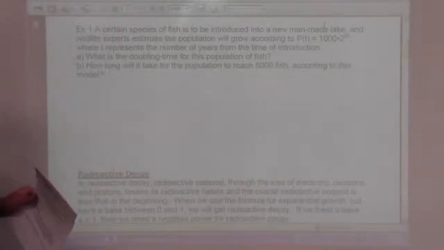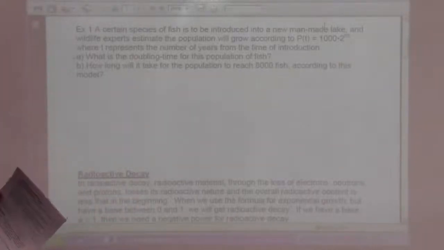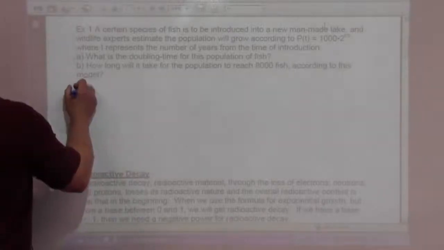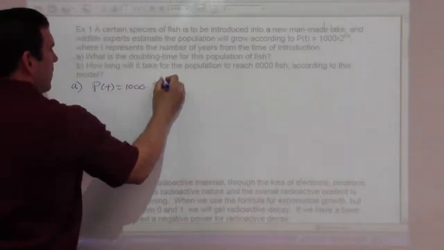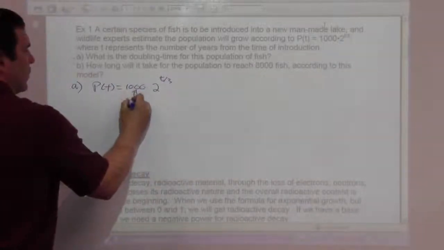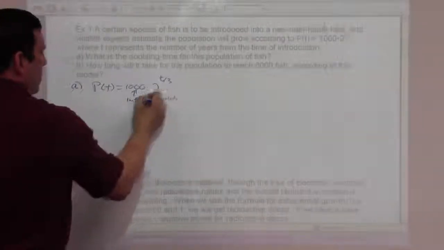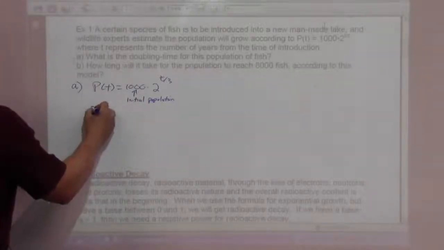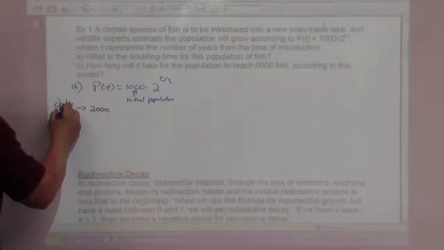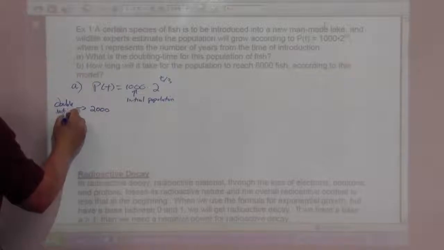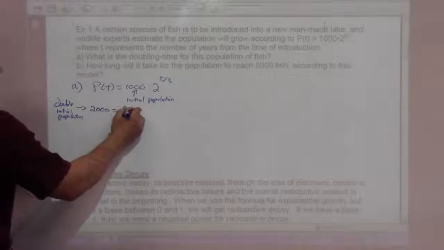So what is the doubling time for this population of fish? How long will it take for the population to reach 8,000 fish according to this model? For the first part, P of t is 1,000 times 2 to the t divided by 3. So this 1,000 is the initial population. Doubling 1,000 gives us 2,000. So 2,000 is double the initial 1,000.